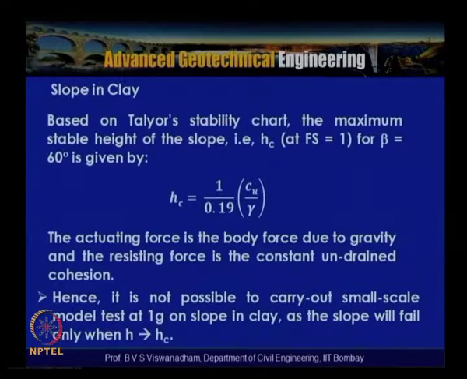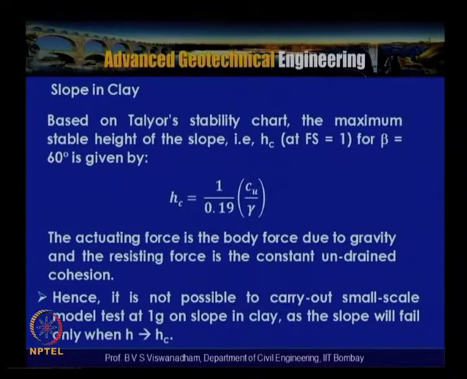So the actuating force is the body force due to gravity, and the resisting force is the constant undrained cohesion. So here the slope will only fail if h tends to hc. If you prepare the slope reduced by 1 by n times and keep it in the laboratory, it will only tend to dry, because it has a very high factor of safety in the small physical dimensions.